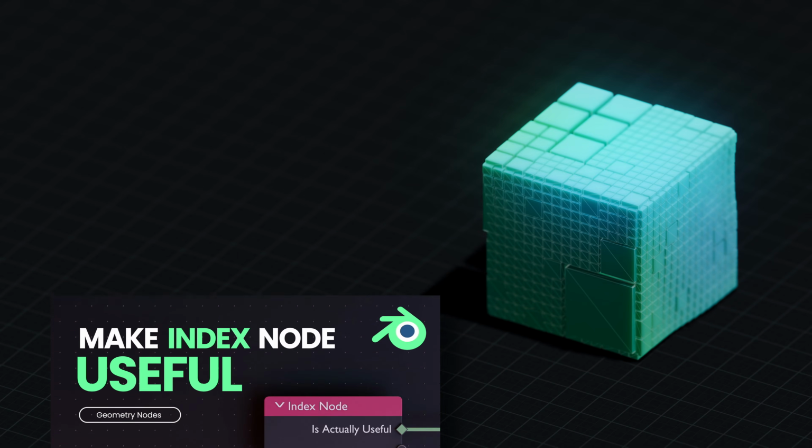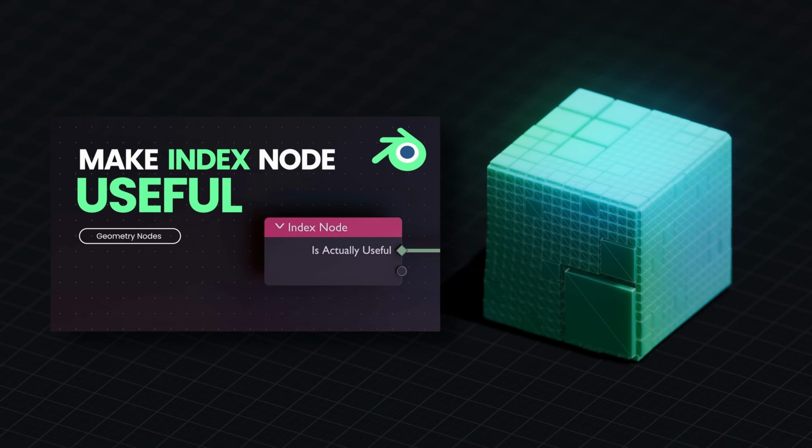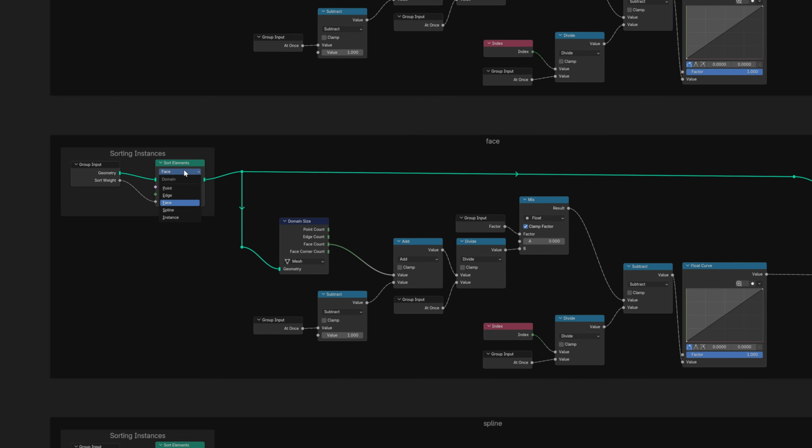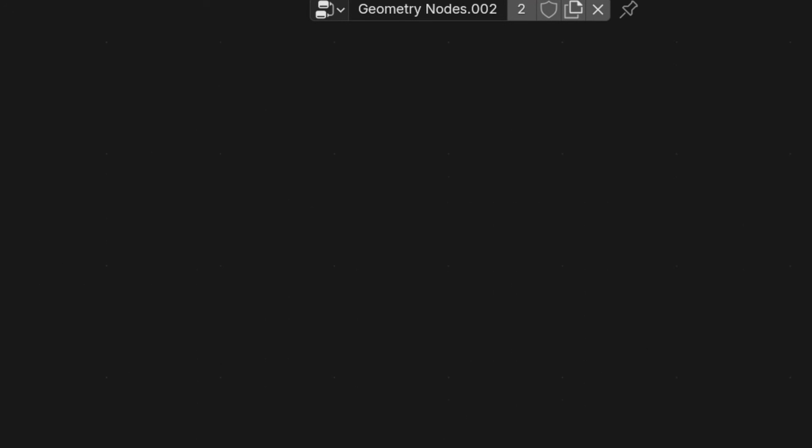And if you want to animate these cube pieces expanding outward, check out my index node tutorial. You just need to swap the instance domain to face domain.